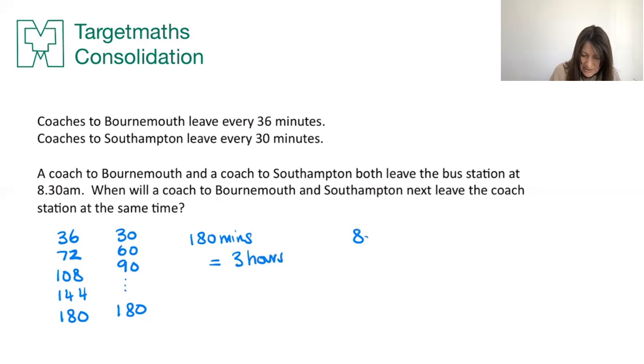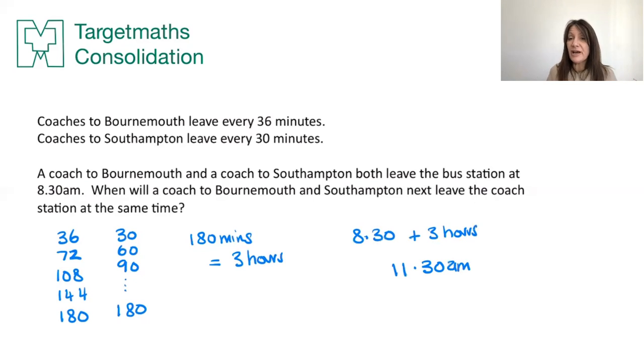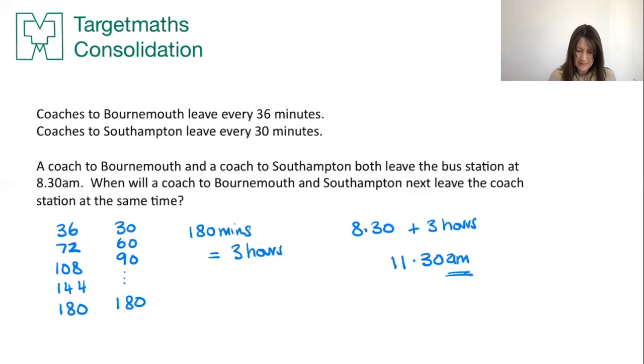So all I have to do now is take that start time of 8:30, add on my 3 hours, and I've got the answer. The next time they both leave at the same time, it will be 11:30, and include that unit AM. Otherwise, it could be 11:30 at night. So you've got to make sure you really fully communicate that. That is a mark lost. So really, really important that we're doing that.